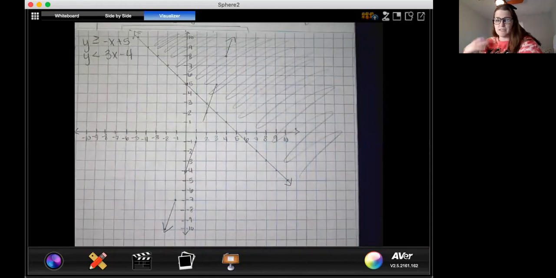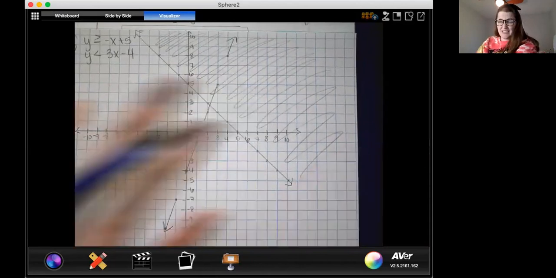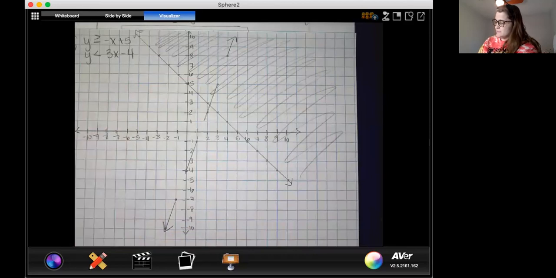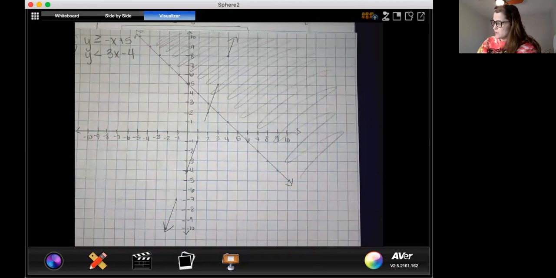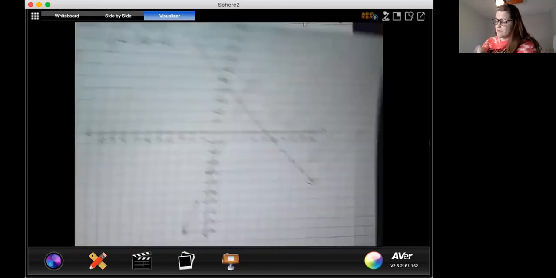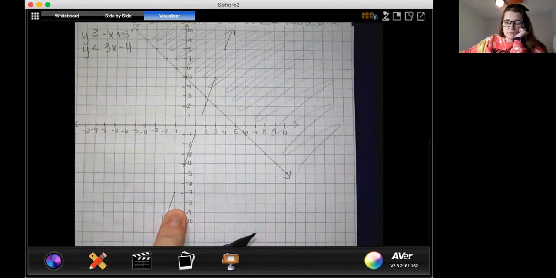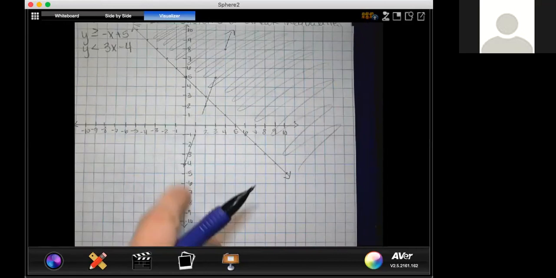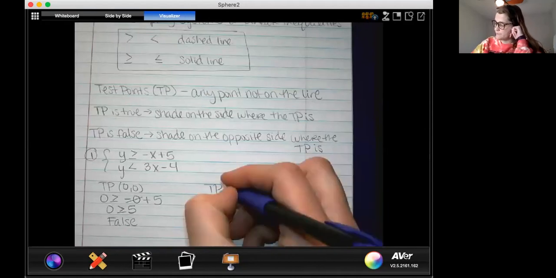Now we have to complete the test point again, but for this line. I'm going to go back to my lined paper to do that, just to keep the graph paper clean, because if you do too much work over here, it muddles up the picture you have. Now, can I do (0, 0) again for the second one? Yes, we can. It's clearly over here on the left side of the line, so we can still use (0, 0).